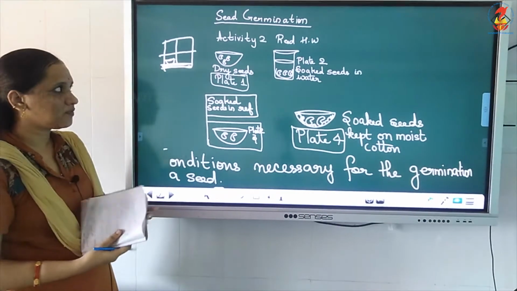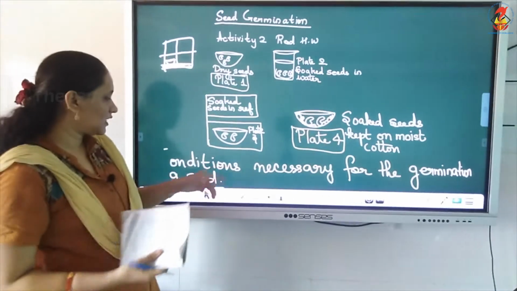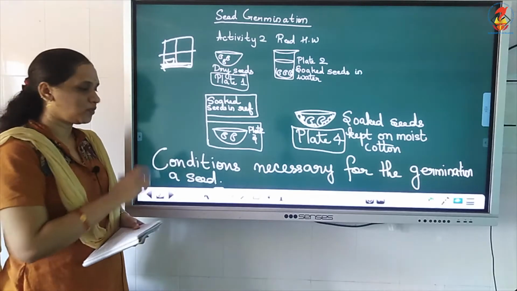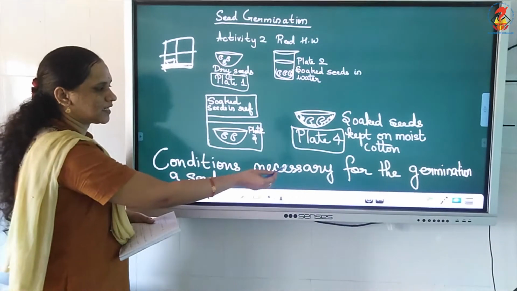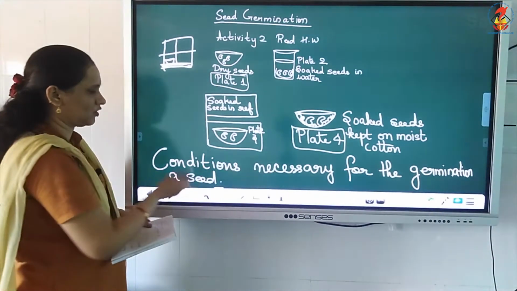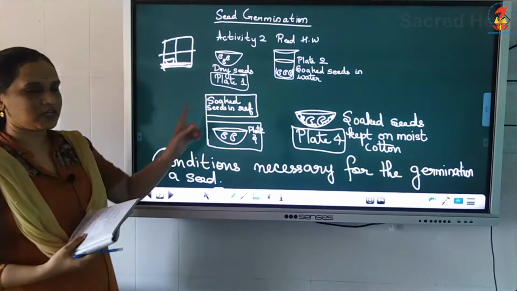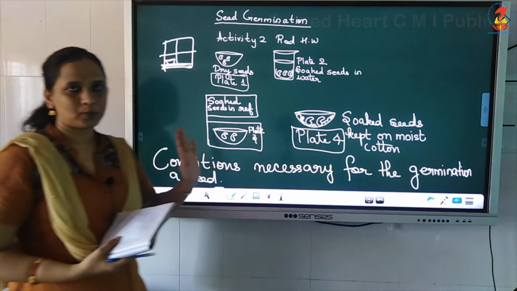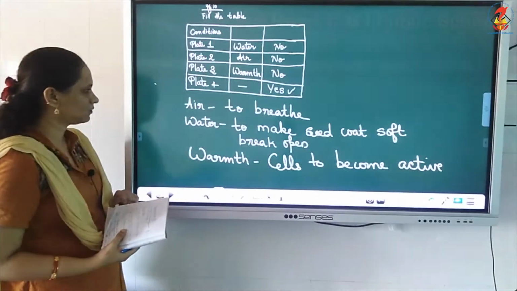So, what are these? We are looking into the conditions necessary for the germination of seed. So, we are looking into conditions necessary for the germination of seeds. So, you have taken plate 1, 2, 3 and 4.